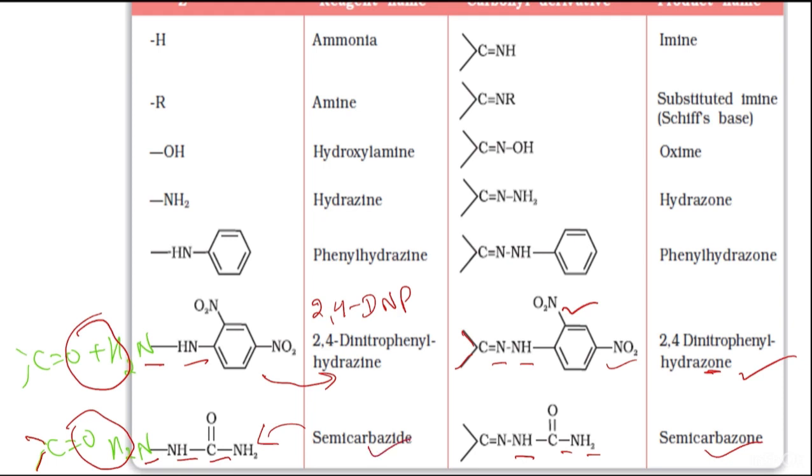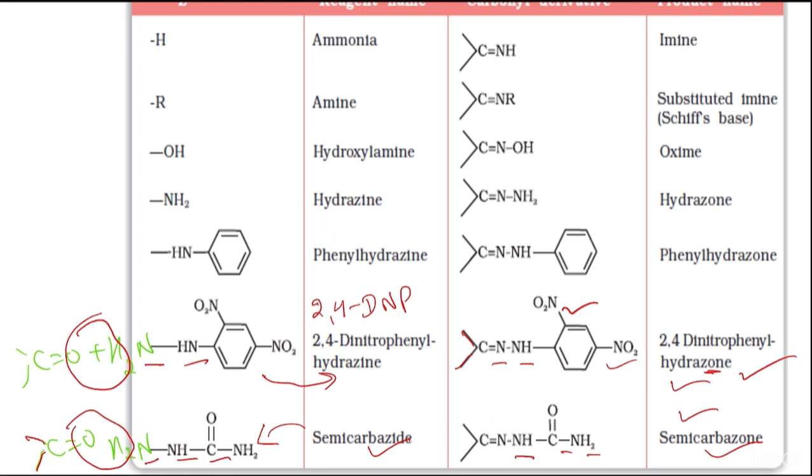Semicarbazide से क्या बना? Semicarbazone. 2,4-DNP, 2,4-dinitrophenylhydrazine is the reagent और मिला क्या? 2,4-dinitrophenylhydrazone. This is how you can remember this table, very important table. Competitive exam में भी पूछते हैं, board में भी. So this is very important. This is how you predict the products.